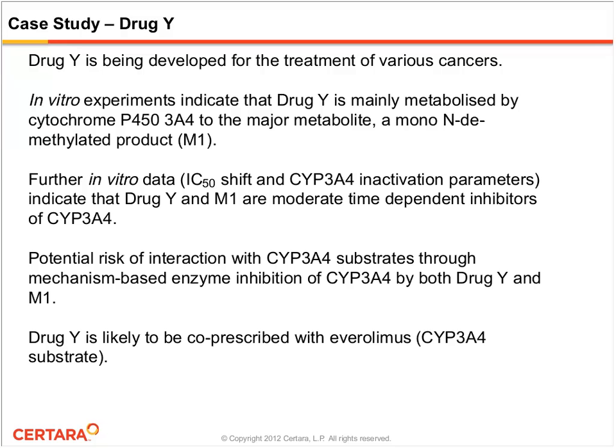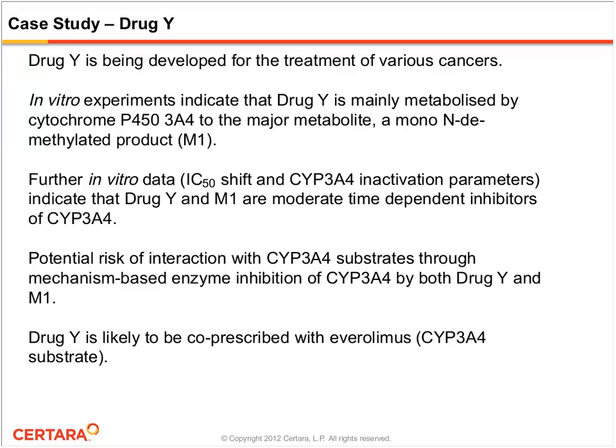It's mainly metabolized by 3A4 to a major metabolite. During the in vitro data, it was noted that there was an IC50 shift, and this was when the parent drug was included in experiments, and therefore it was important that the CYP3A4 inactivation parameters were determined, because these are required to look at the time-dependent inhibition. So there's a potential risk of interaction with CYP3A4 substrates through mechanism-based inhibition of CYP3A4 by both drug Y and M1, because M1 was also a potent time-dependent inhibitor of CYP3A4.